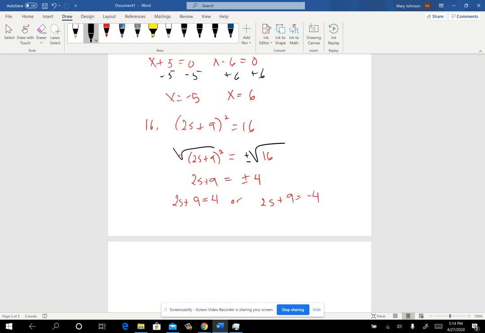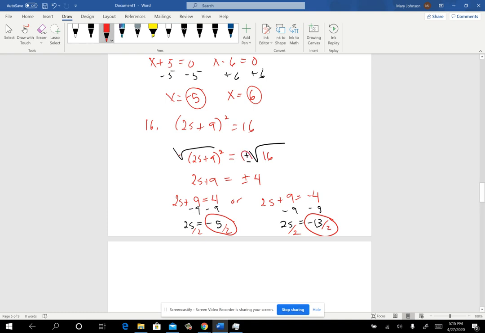And then you just work that out. Those are both linear equations. So you get 2s equals -5, or 2s equals -13. So when we divide by 2 on each of these, we wind up with one answer being -13 halves and the other answer being -5 halves. Up here we got two answers, -5 and 6. Try to remember that with a quadratic equation, typically you get two answers, because the common mistake on this one is leaving off the plus or minus and only getting one answer to the question.